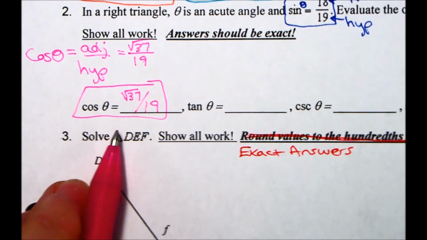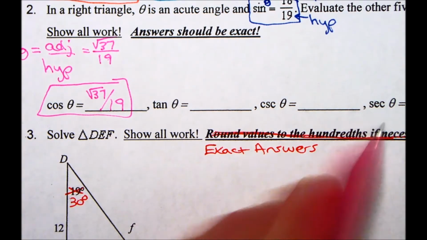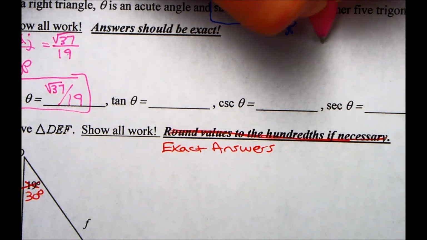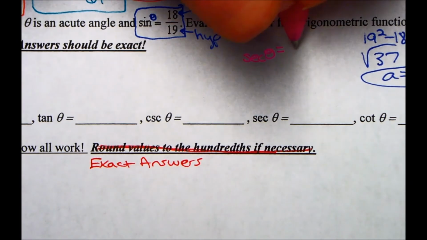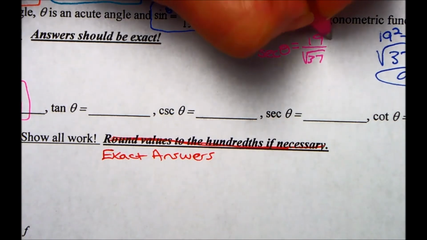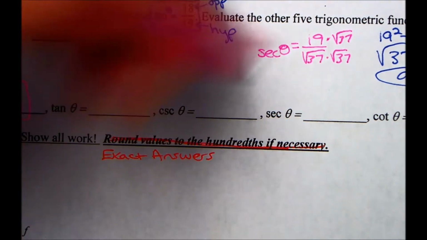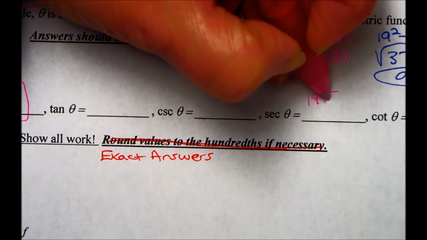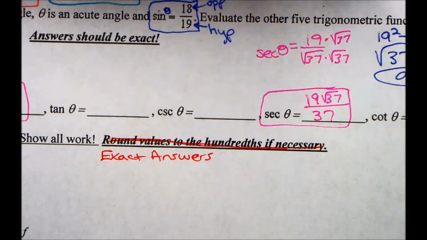If we want to, we could do its inverse right now. So the inverse of cosine is secant. If we were to flip that around, secant theta would equal 19 on the top and square root of 37 on the bottom. So this one we would have to rationalize the denominator. Take your square root of 37, multiply it on the top and the bottom, and that will give us 19 square root of 37 in the numerator over 37 in the denominator. So there's secant.